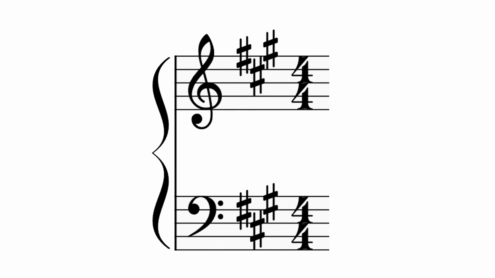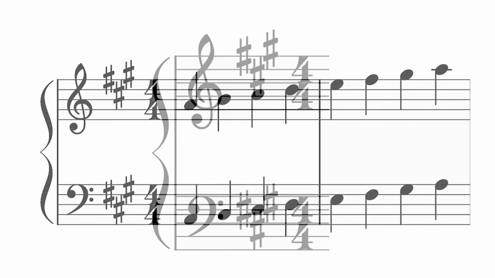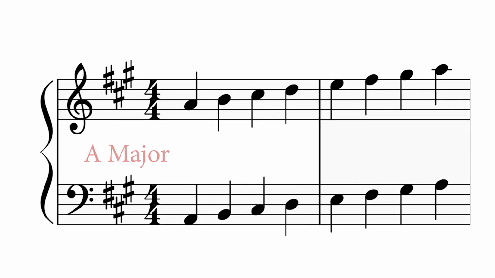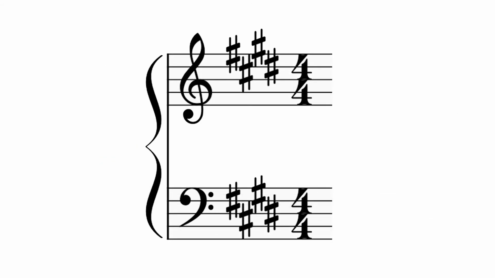What key signature is this? A. What scale would we play? A major scale. How many sharps does the A major scale have? 3. What are they? F sharp, C sharp, and G sharp. Great job.